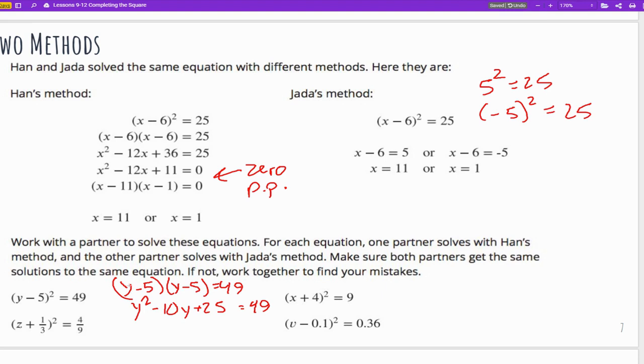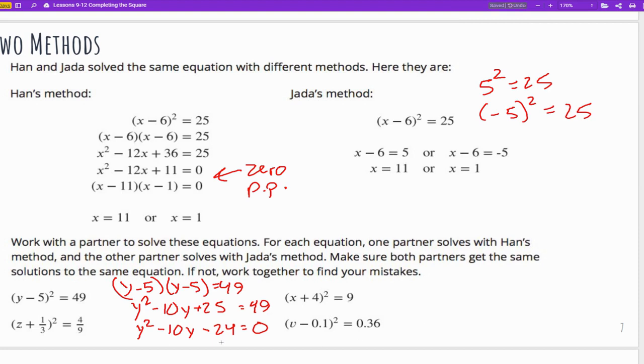Okay. So in this particular case, we get our factoring. We distribute it out. Let's subtract the 49 from both sides. We get the 0 on the end here, right? So 49 minus 25 is 24. So we're going to get y squared minus 10y minus 24 equals 0, because I subtracted the 49 from both sides. Now this is going to factor.